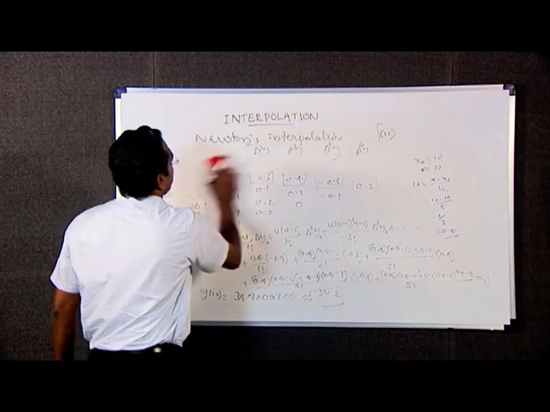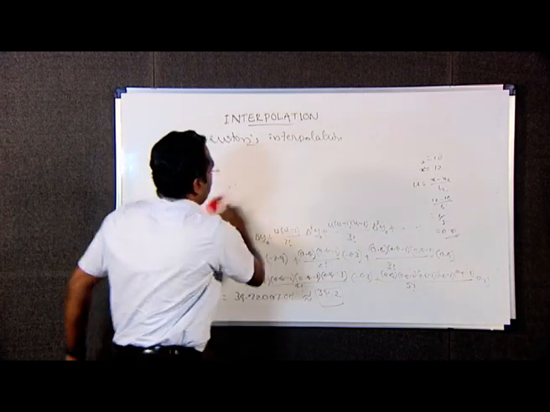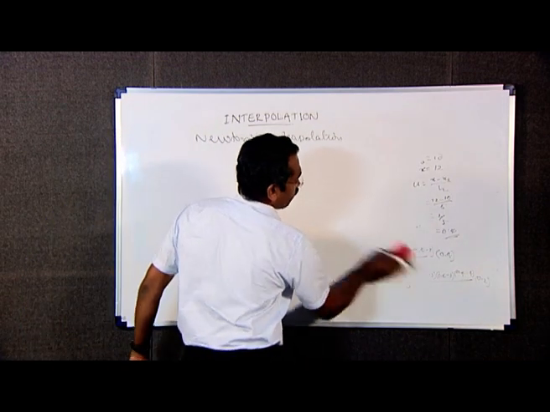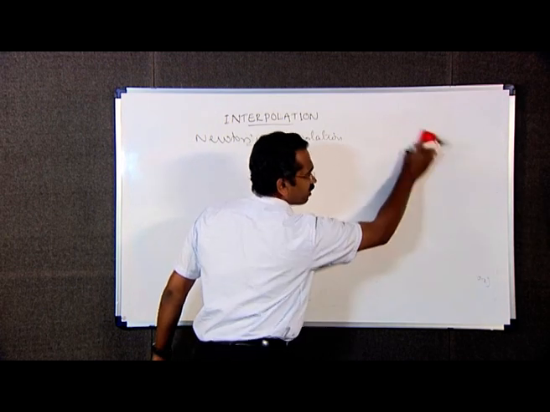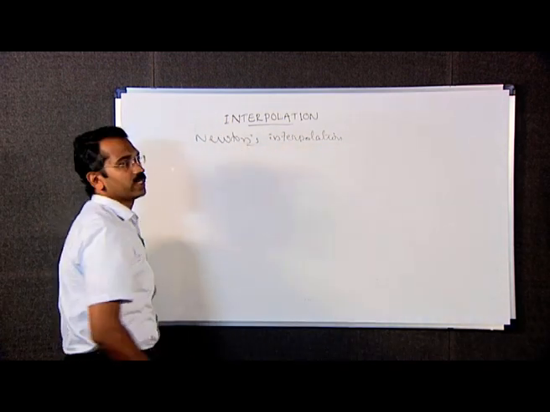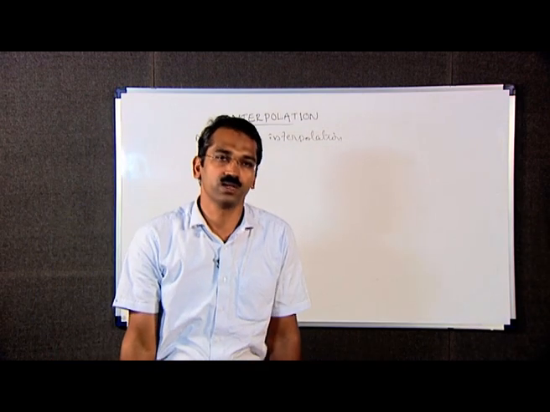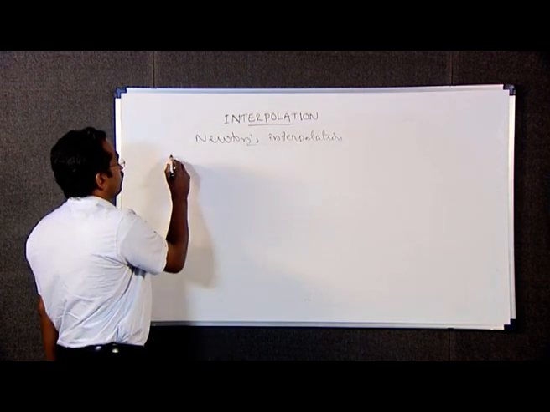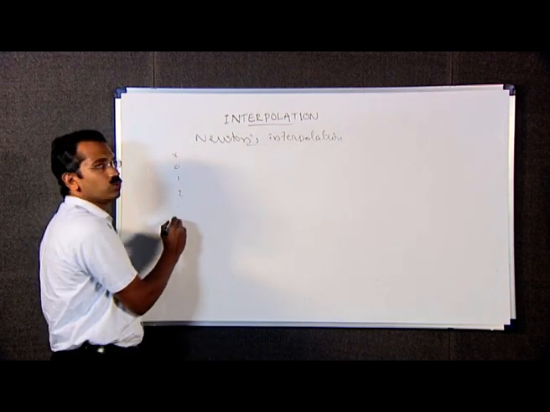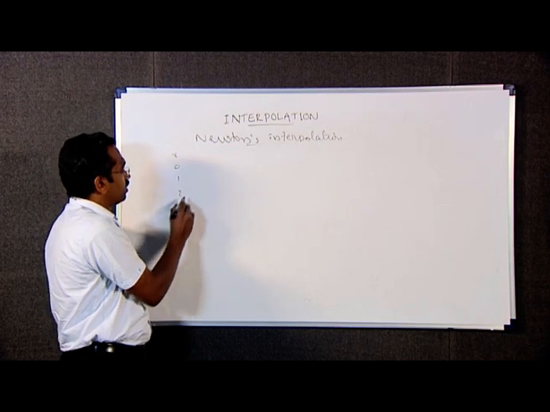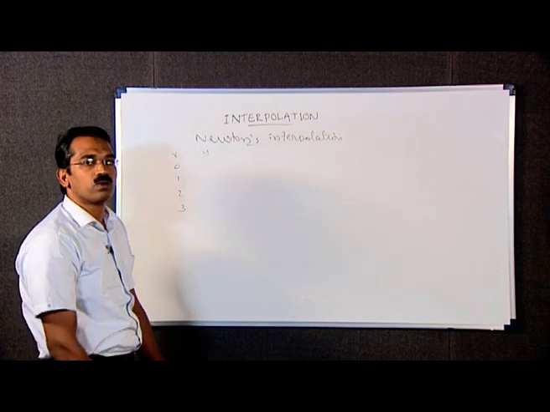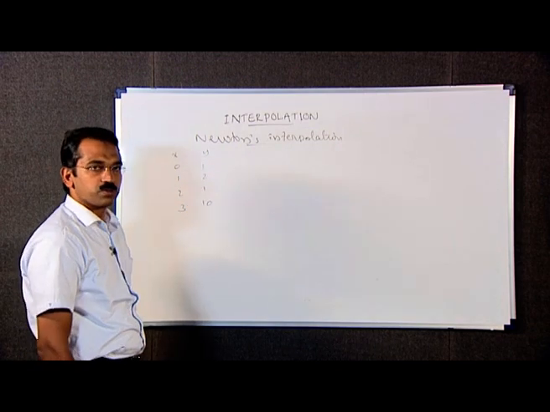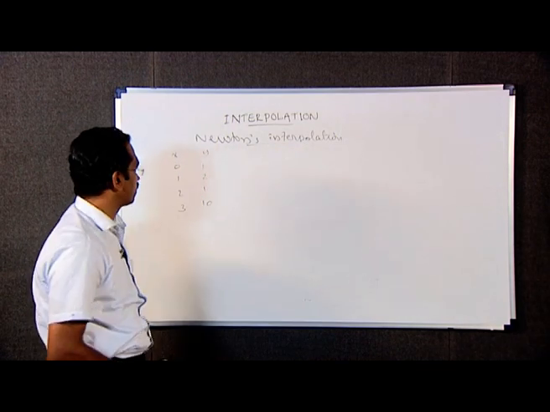Now, another problem is that we can find the polynomial function corresponding to a given set of data. For example, the given data is: values of x are 0, 1, 2 and 3 and the y values are 1, 2, 1 and 10.